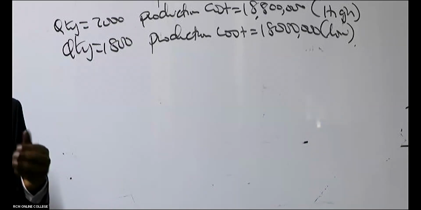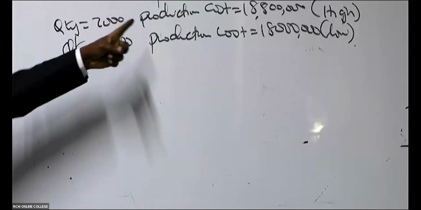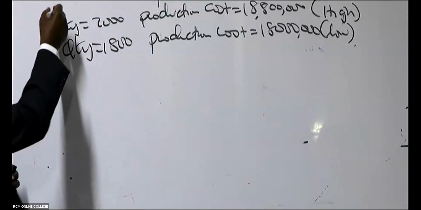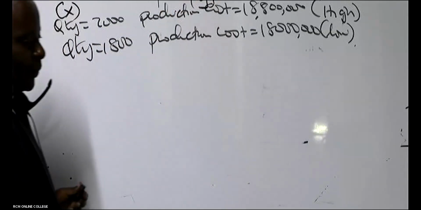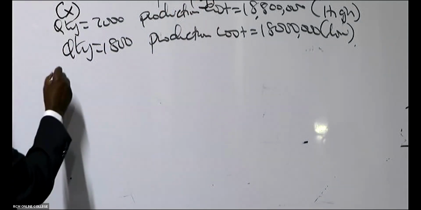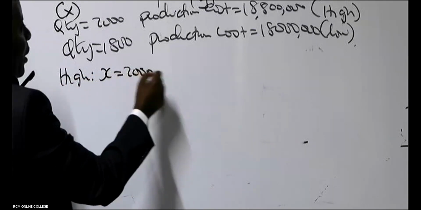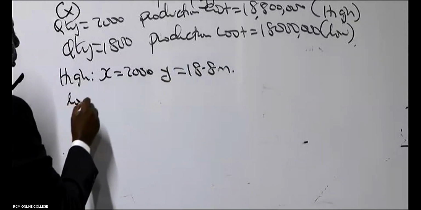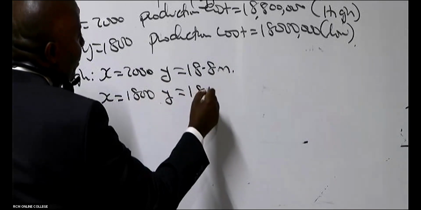Now from here, are you able to tackle the question? Remember quantity is X, the cost is Y, right? So in short, for the high, X equals 2,000 and Y equals 18.8 million. And for the low, X equals 1,800 and Y equals 18 million.